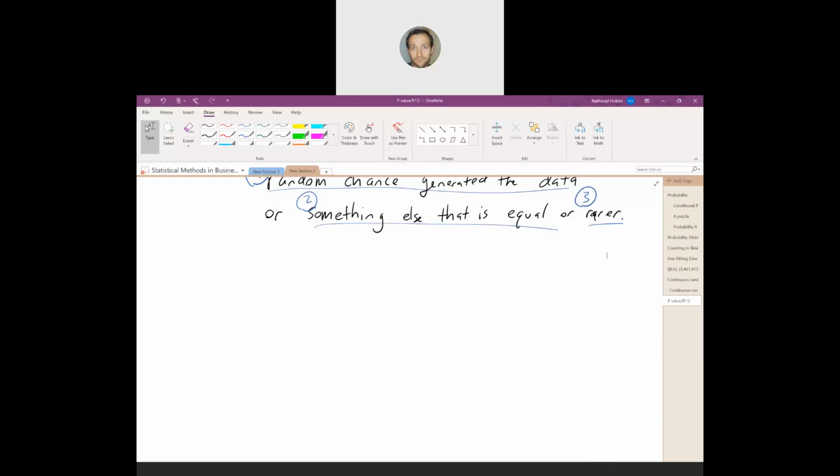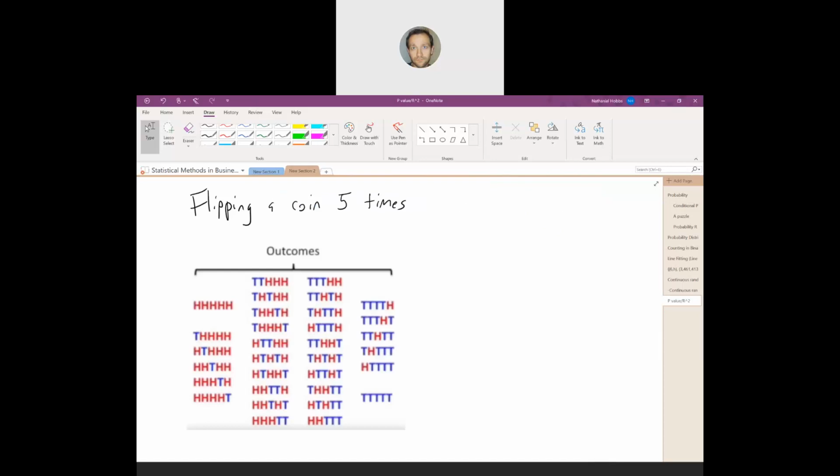Okay, so those are the outcomes. So you can get all heads, you can get one tail, the rest heads, you can get two tails, you can get three tails, four tails, or all tails, excuse me. And so those are all the outcomes. There's 32 of them altogether.